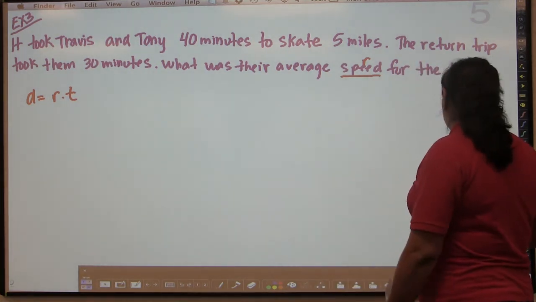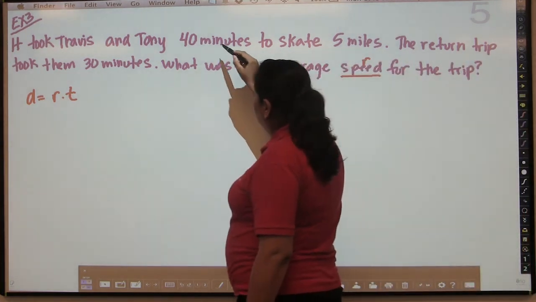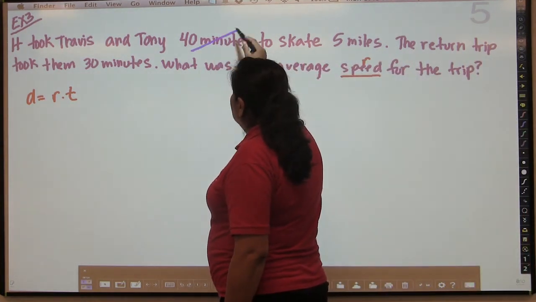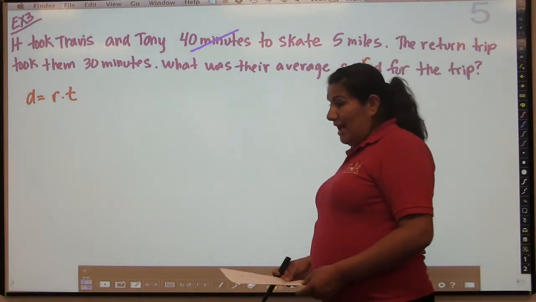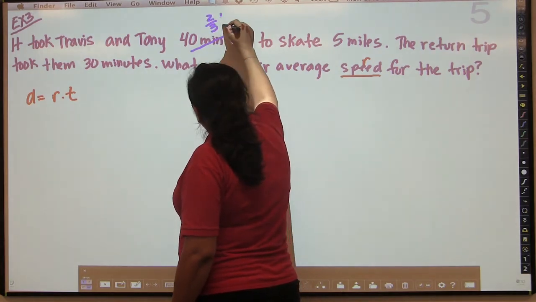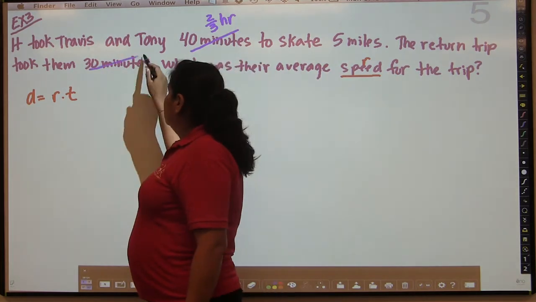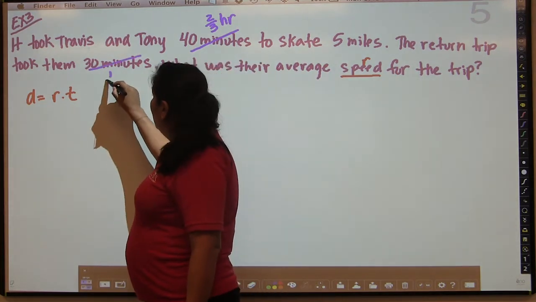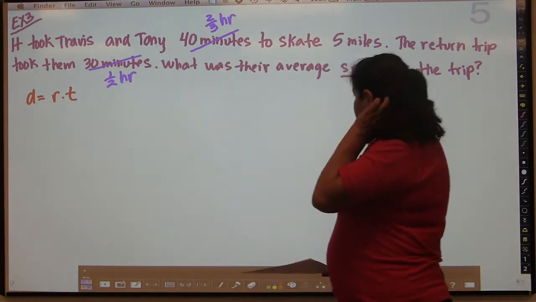So one of the first things that we have to do is to take our 40 minutes and convert them into hours. Okay, 40 minutes is basically 2/3 of an hour. So we're going to put 2/3 hour. And 30 minutes is a half an hour. So we're going to put 1/2 hour there. And that'll help us there.